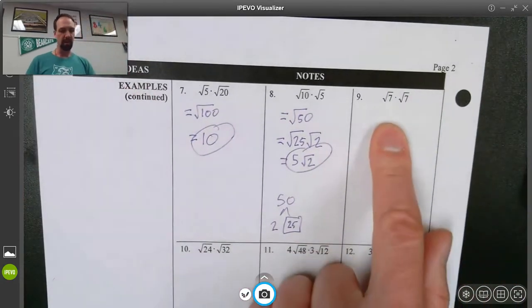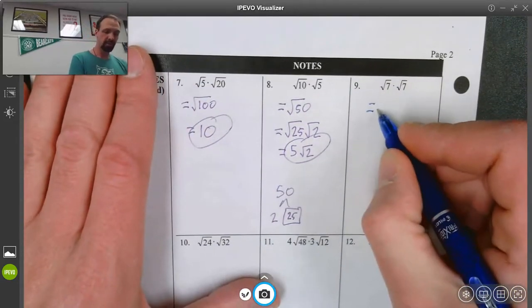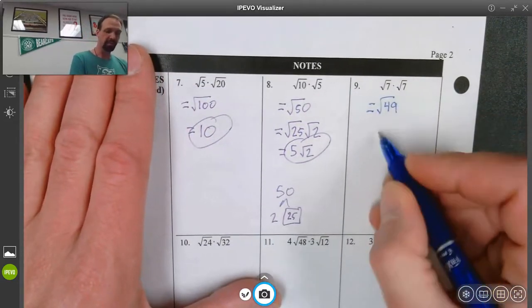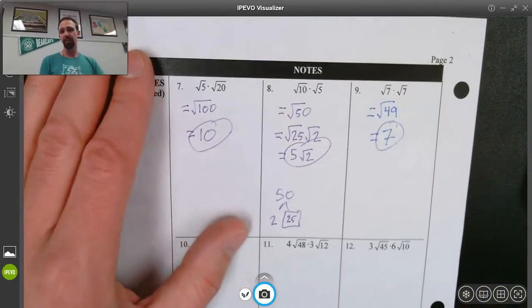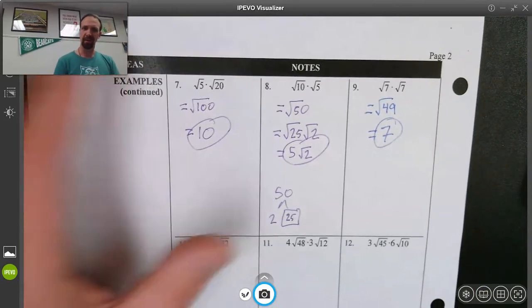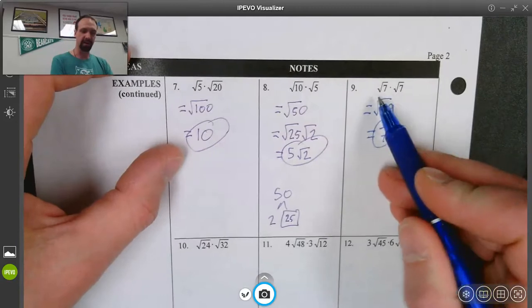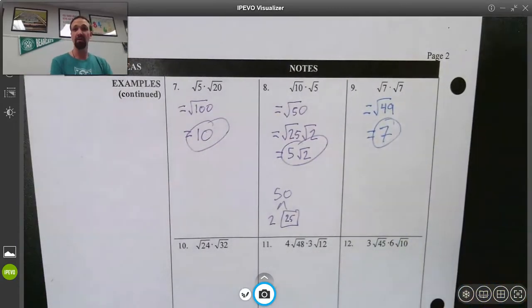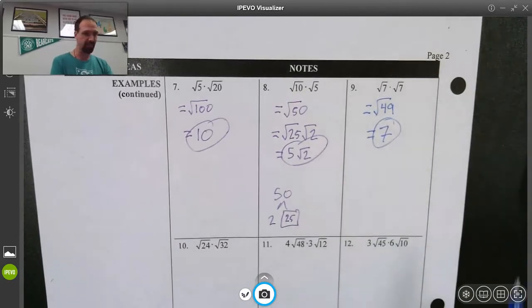On the next one, we have square root of 7 times square root of 7. Now for this one, if we multiply through, we get square root of 49, which is 7. Also, if you think about it, square root and squaring will undo each other. They are inverse operations. So by squaring this, you are actually undoing the square root. So you end up back just where you started, which is that 7.